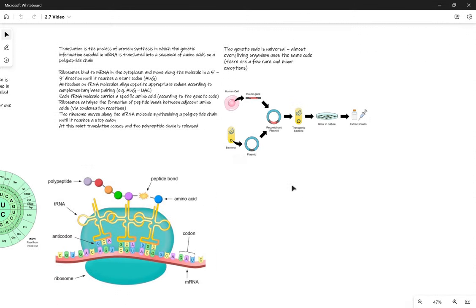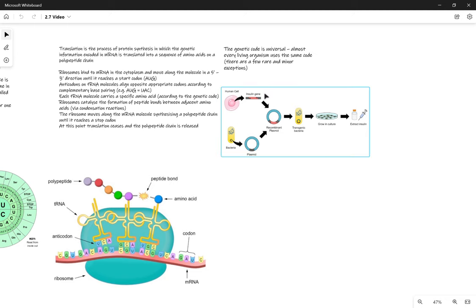The genetic code is often referred to as universal because almost every living organism uses the same code. There are a few rare exceptions, but you don't need to know about them. One of the benefits of this is that genes can be transferred between different organisms because they are the same gene, and different organisms can read the gene.